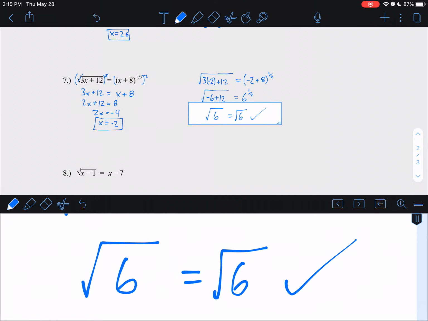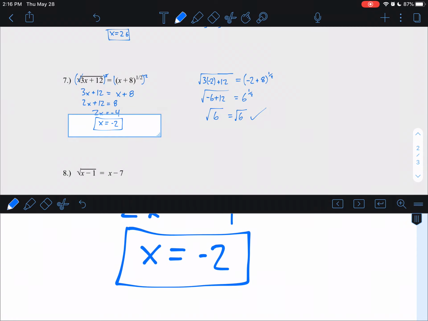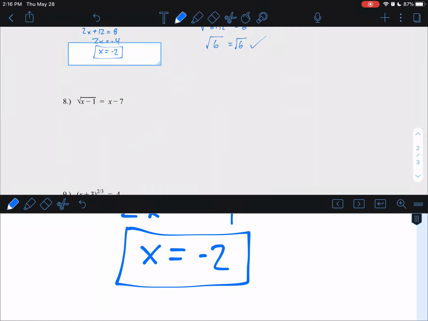If we'd gotten something like the square root of 6 equals the square root of 5, that wouldn't be true, and there would be no solution. Okay, so x equals negative 2 on that one.